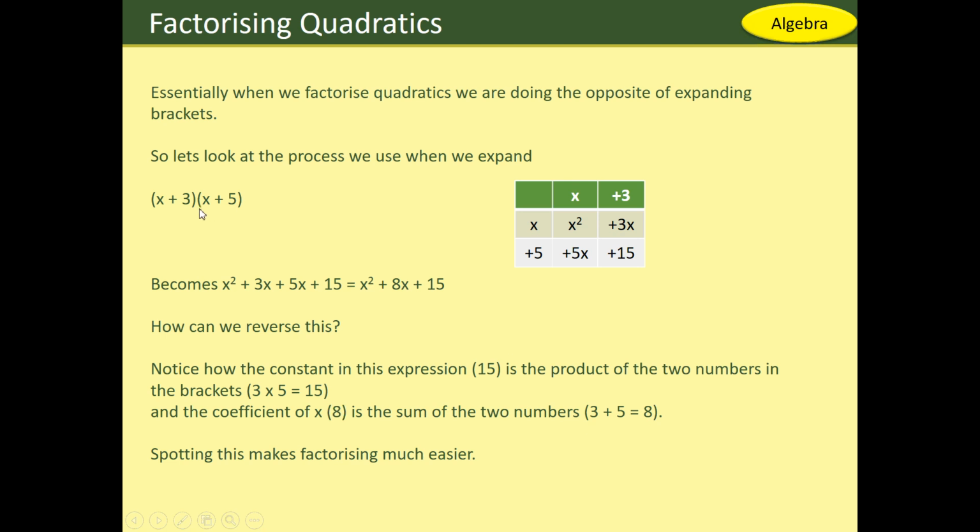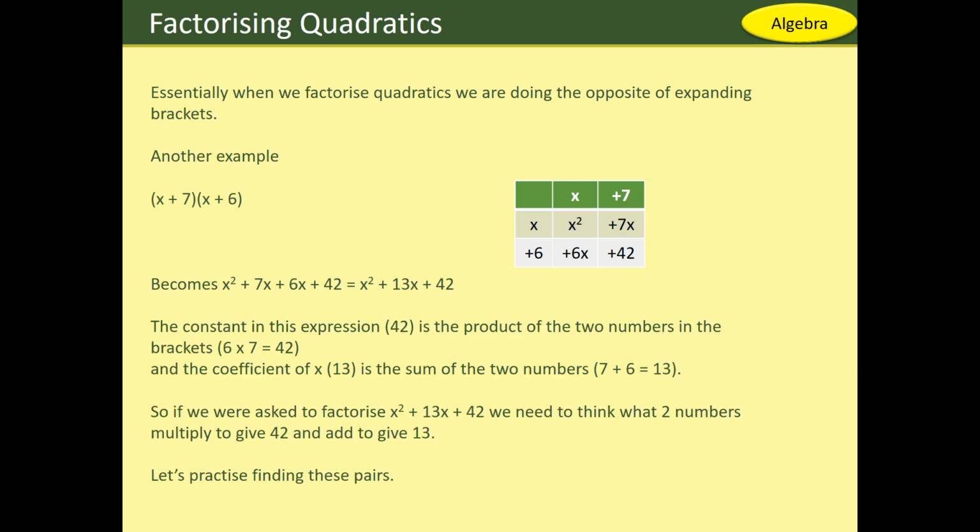So to find our numbers in our brackets here, we're looking for 2 numbers that multiply to make 15, that add together to make 8. Now, obviously, with this one, we can easily see that's 3 and 5 because that's where we got the question from. But generally, spotting that makes factorising much easier to do. So we can see it again here, x plus 7, x plus 6. 6 times 7 gives us 42. 6 add 7 gives us our coefficient of x, which is 13. So if we were working backwards, we'd have to think what 2 numbers multiply to give 42 and add to make 13.